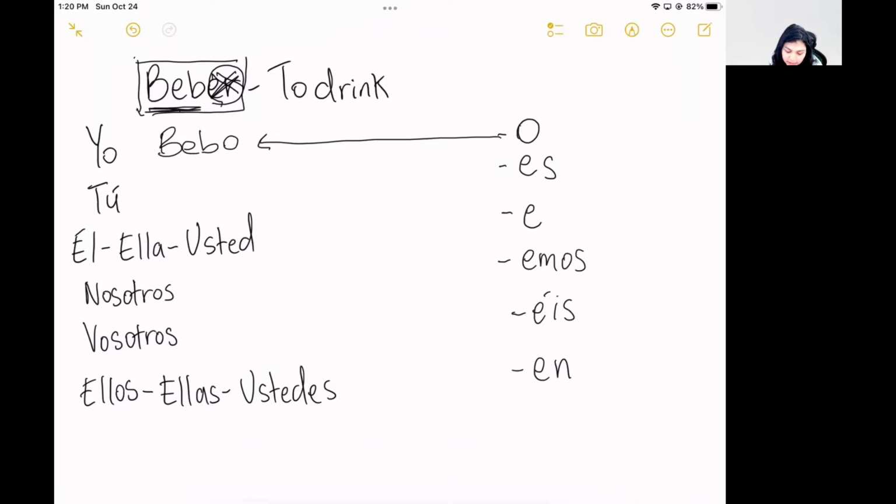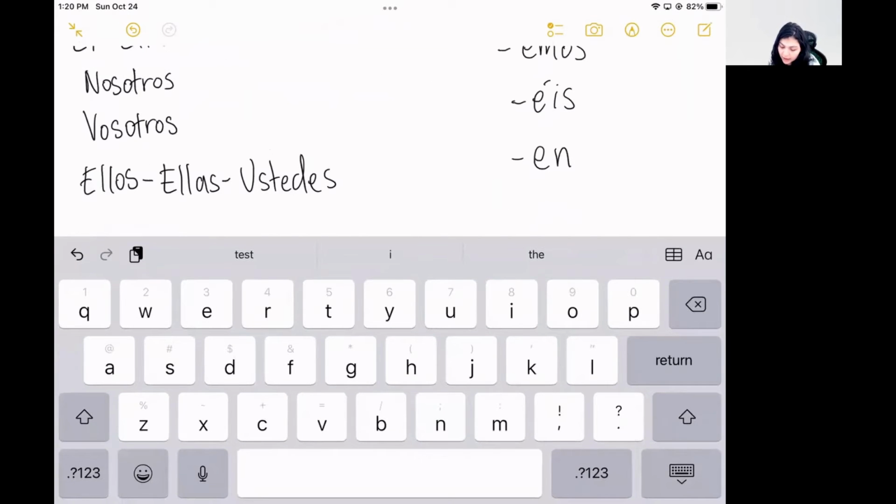So for instance, this one, bebo, you have the emphasis here on be, bebo, right? So bebo means I drink. So for instance, you can say bebo agua, right? Means I drink water.